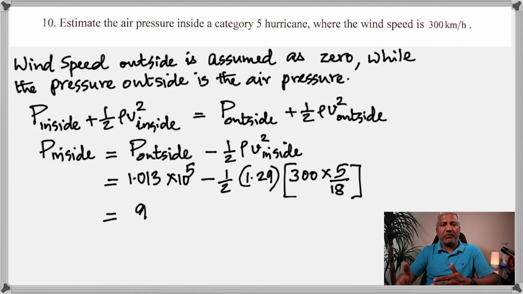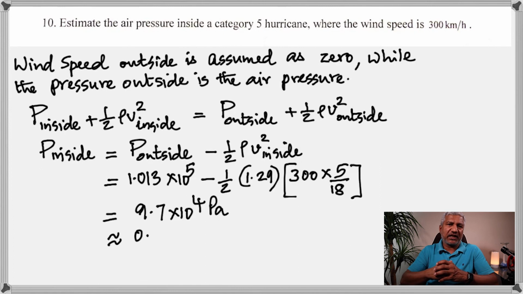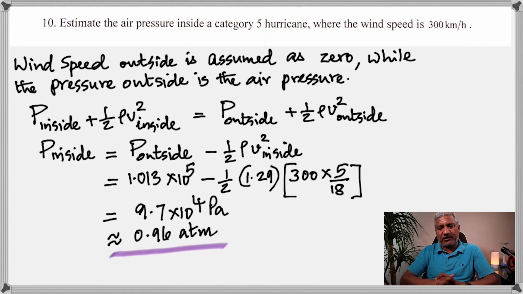Then 1/2 times 1.29 times, you see, 300 times 5 by 18. That is the easier way to change kilometer per hour into meter per second. Multiply by 5, divide by 18, and you get 9.7 times 10 to the 4 pascals, which is 0.96 atmospheres. How do you get that? By dividing pascals with 101,325, because 1 atmosphere is 101,325 pascals.